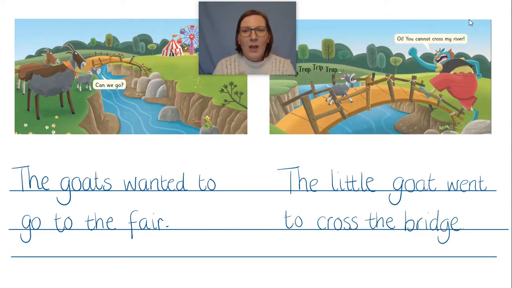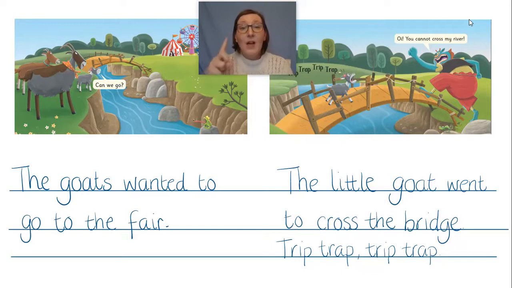Okay. Can you remember what was that repeated phrase? When she goes on the bridge, what was that repeated phrase? That's right, it's trip, trap, trip, trap. I'm going to write that in my next sentence. Excellent, well done. Trip, trap, trip, trap. We must remember that's our repeated phrase from the story.